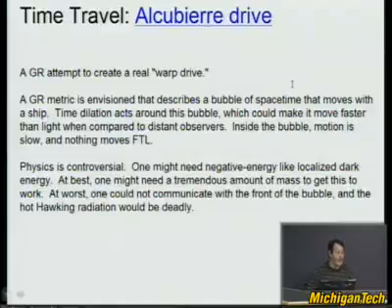The physics is controversial, and people are publishing papers on this back and forth. One might need negative energy like localized dark energy, whereas most dark energy is difficult to localize. And if you take dark energy like a domain wall of dark energy and fold it into a ball, it no longer acts like dark energy. So it might require negative mass, which we don't think exists. But somehow, if you could create localized dark energy, you might need a tremendous amount of mass again to get this to work. At worst, one would think that, according to the analysis I've read, one could not communicate with the front of the bubble.